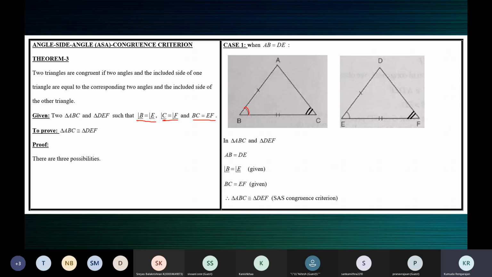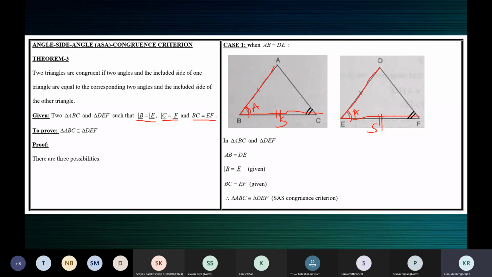We know this angle is equal to this angle. We know that this side is equal to this side. So we have an angle and a side. Which are the arms of this angle? This one is one arm and this is the other arm. Again, for this angle, this is one arm and this is the other arm.